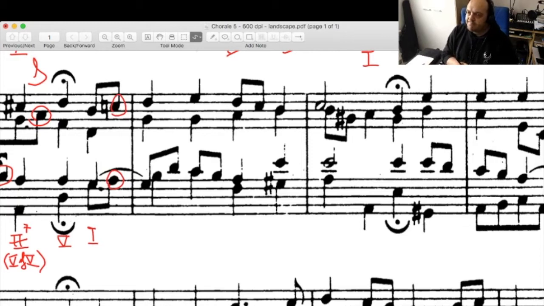Now, that's still chord 1. That's still chord 1. Yeah, besides the crossing parts, I don't see anything strange. I don't see anything strange. What do I have here? Chord 4.